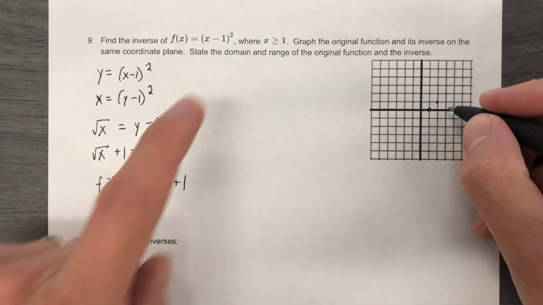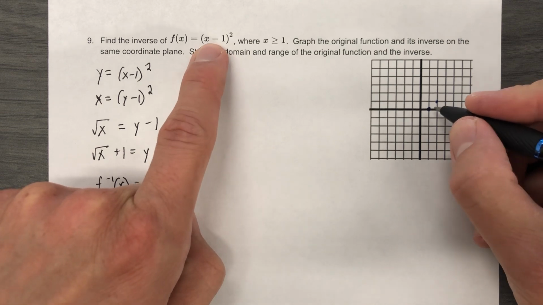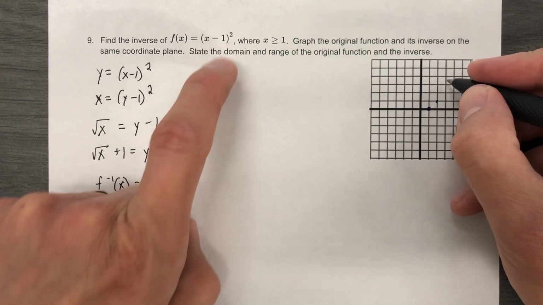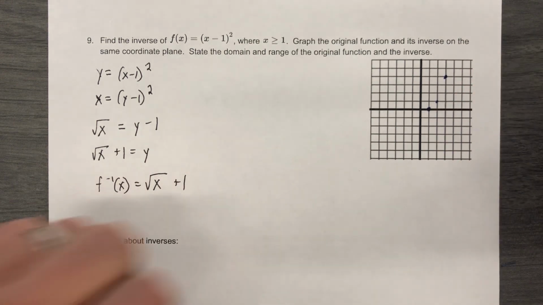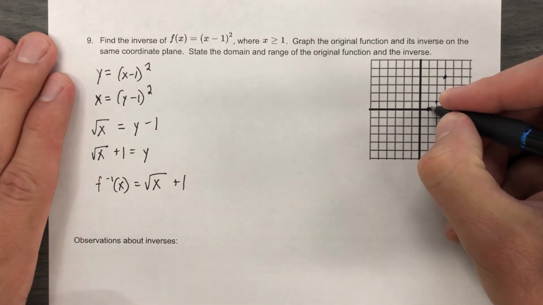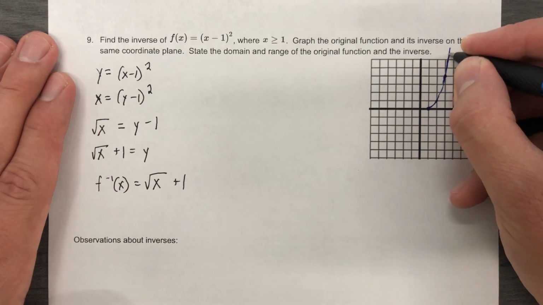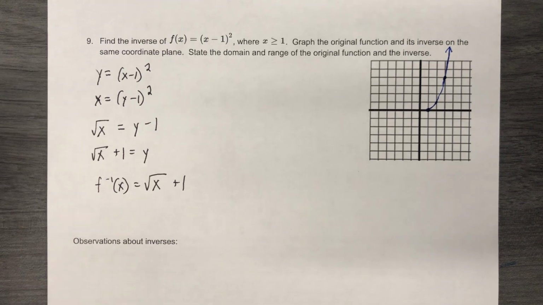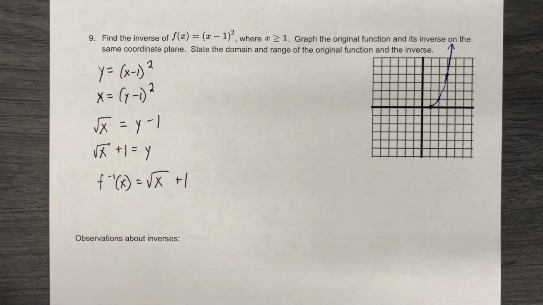Let's plot a coordinate at 3, plug in a 3, and we're going to get 4. And then plug in a 4, we're going to get a 9. We're off the graph. Okay, so the original graph, before we took the inverse, looked like this half of a parabola.